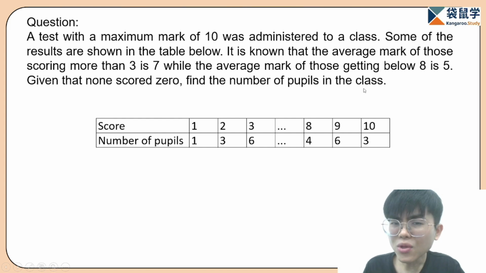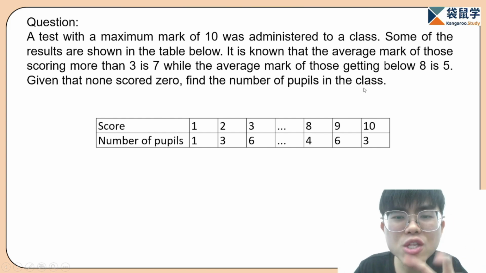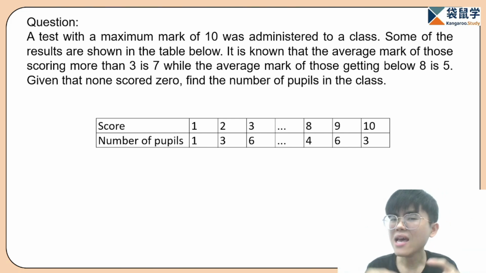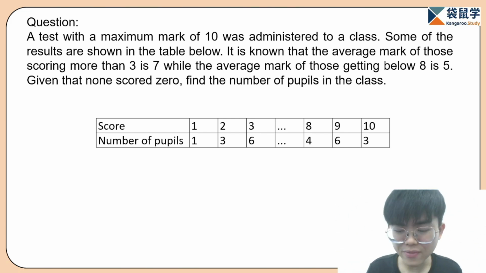So how do we solve this question then? We are given 2 average scores here. How do we do this? No worry guys, let's start with a very simple example first.